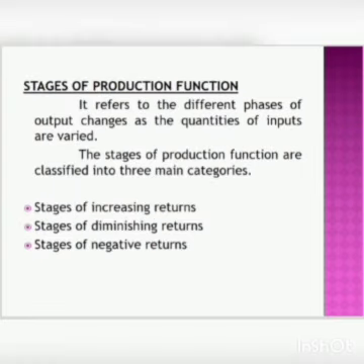Next, stages of production function. It refers to the different phases of output changes as the quantity of input is varied. The stages of production function are classified into three main categories: stage of increasing returns, stage of diminishing returns, and stage of negative returns. In the stage of increasing returns, the marginal product of the variable input increases.